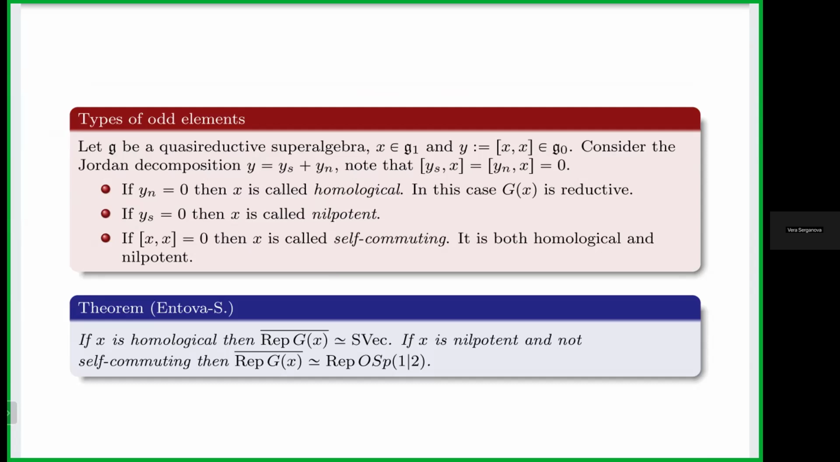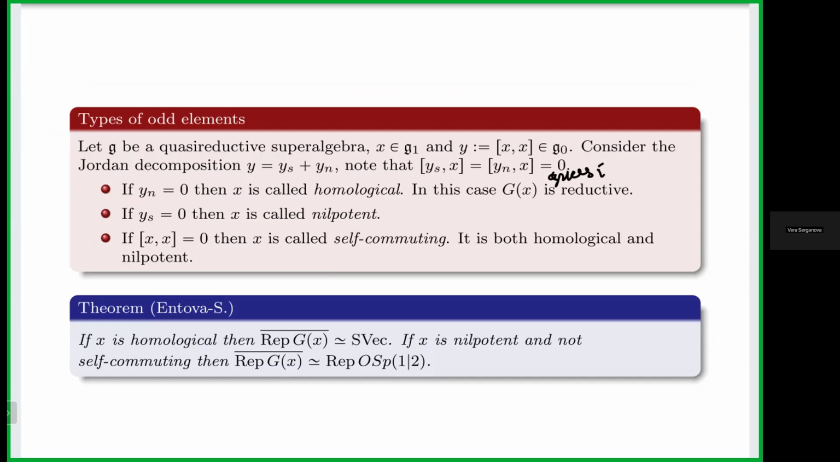So suppose g is a quasi-reductive superalgebra, and I take an odd element X, and I take its commutator with itself. This is an even element, and this is an element in a reductive Lie algebra, and therefore it has a Jordan decomposition: its semi-simple part and nilpotent part. So if the nilpotent part of Y is 0, then X is called homological. And in this case, and only in this case, the corresponding supergroup, which I defined in the beginning, the supergroup generated by X, is quasi-reductive.